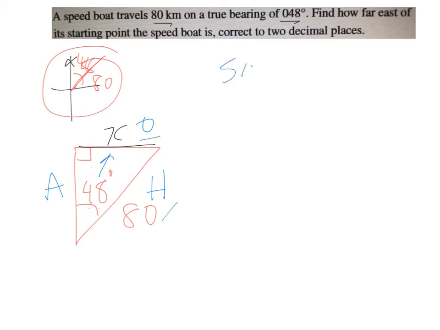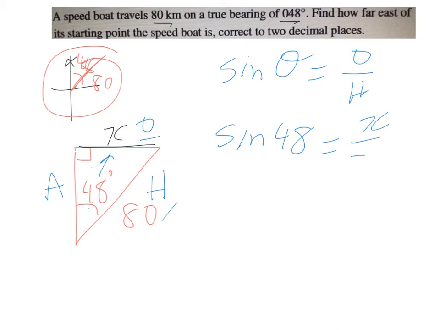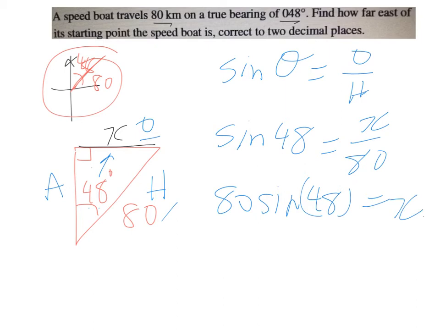So that means we're using sine. Sine of theta equals opposite over hypotenuse. And from there we substitute away. Sine of 48 equals opposite, which is x, we don't know, over the hypotenuse, which is 80. So now we have 80 sine 48 equals x. And that's what we're going to do.